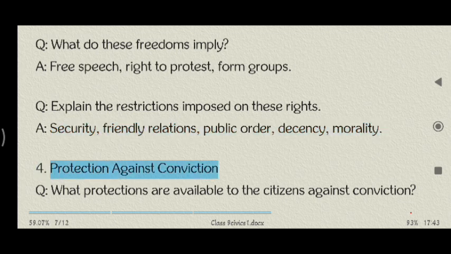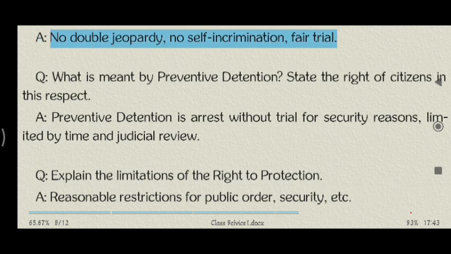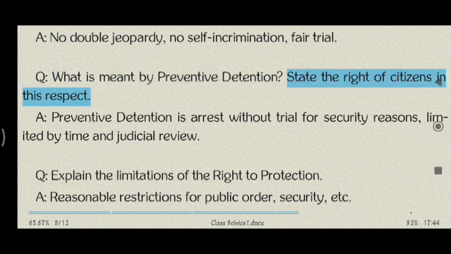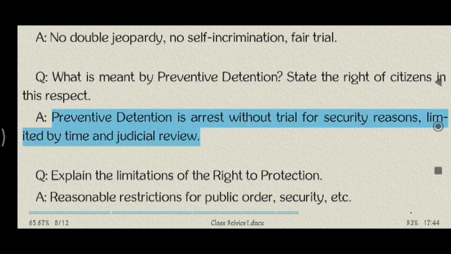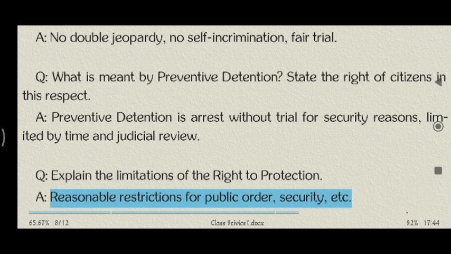4. Protection against conviction. Q. What protections are available to the citizens against conviction? A. No double jeopardy, no self-incrimination, fair trial. Q. What is meant by preventive detention? State the right of citizens in this respect. A. Preventive detention is arrest without trial for security reasons, limited by time and judicial review. Q. Explain the limitations of the right to protection. A. Reasonable restrictions for public order, security, etc.